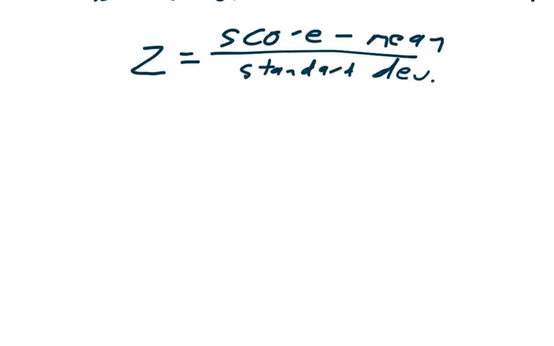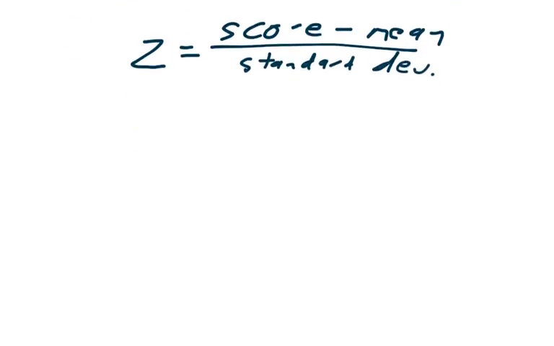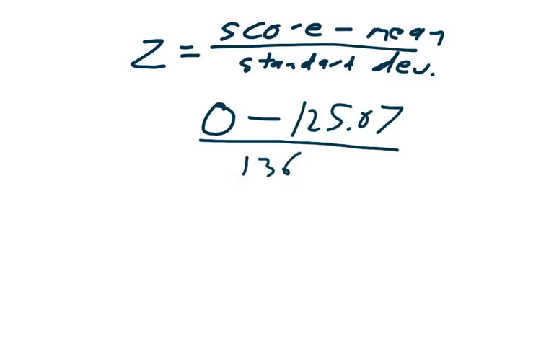So let's take a look at example number 3. Given that the mean is 125.07 and the standard deviation is 136.4, what is the z-score for 0? Since the score is 0, I subtract the mean, 125.07, and I divide by 136.4. The answer turns out to be, making sure that you put these in parentheses, negative 0.91.